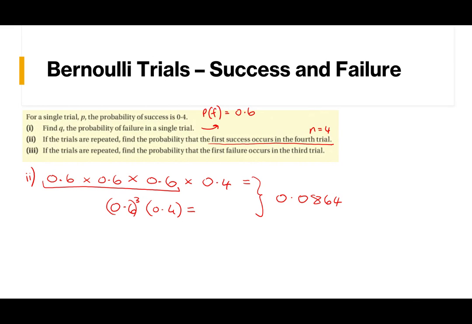If the trials are repeated, find the probability that the first failure occurs on the third trial. So in this case, again, I'm not going to use the formula here. I've no need to. If the first failure occurs on the third time, then the first 2 must be successes. So 0.4 times 0.4, and the third one has to be a failure, so 0.6. Okay. This first type is very straightforward, I think, anyway.